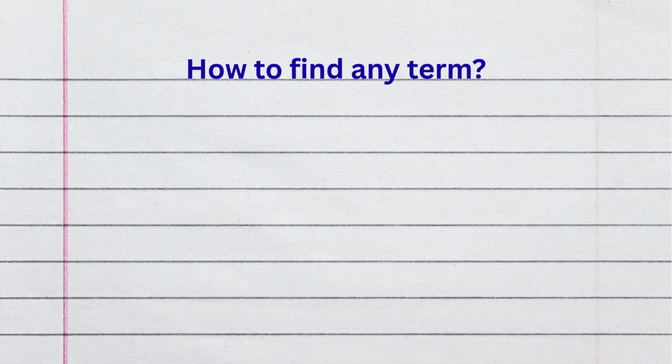So now we know what a term and d are. But how can we find any term we want? For that, we need the general term formula. This is the general term formula. In this formula, n represents the position of the term. We can replace n with any number we want to find that term.